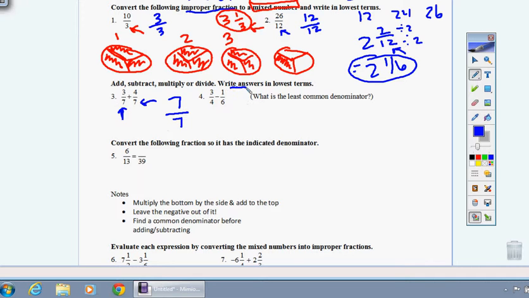Key phrase here though, write answers in lowest terms. So what is 7 over 7? Well, that's just going to give me an answer of 1.